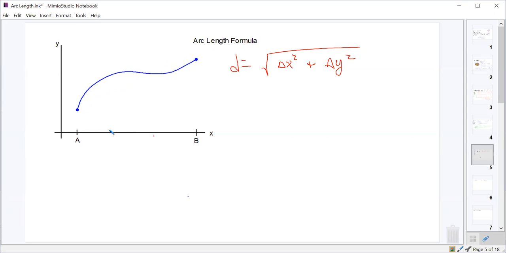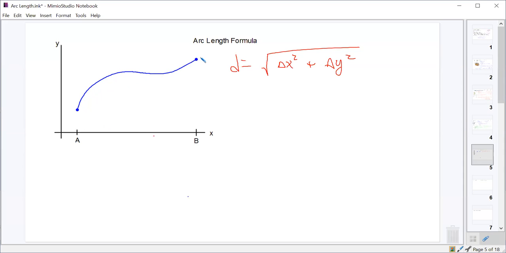What if I broke it down into this many points and did this length and this length and this length and this length? That's getting even closer, isn't it? Indeed. We see a pattern here, similar to what we did with area and what we do with volume, right? We break it down into these very small intervals, and then we just use an integral to sum them together, don't we?